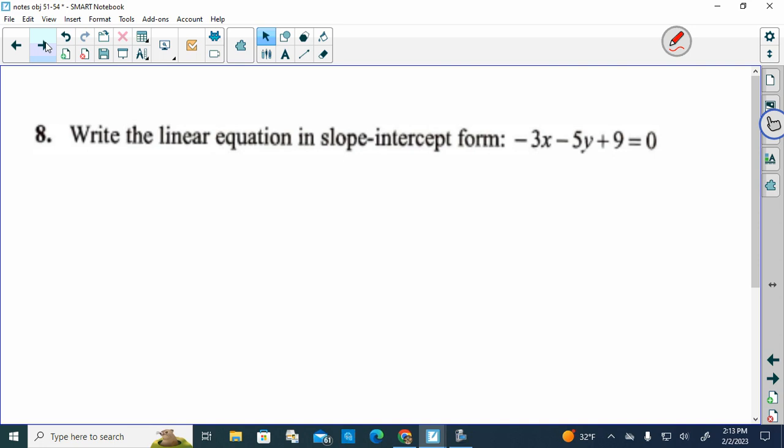Okay, so number 8. Similar, very similar to the last one, it's just written strangely. Instead of in standard form, they just have it all squished to one side.